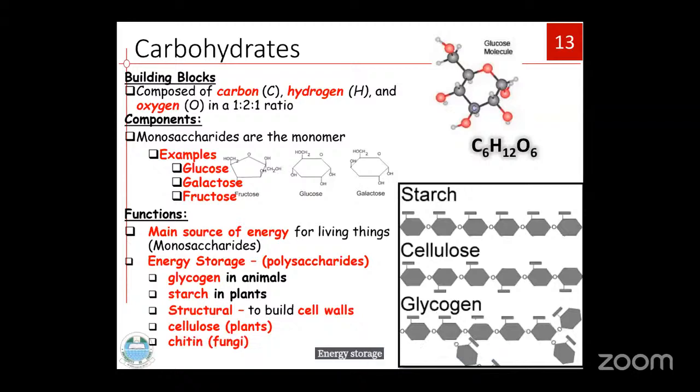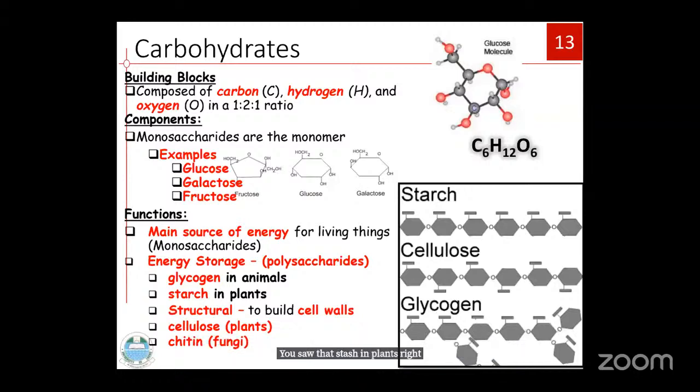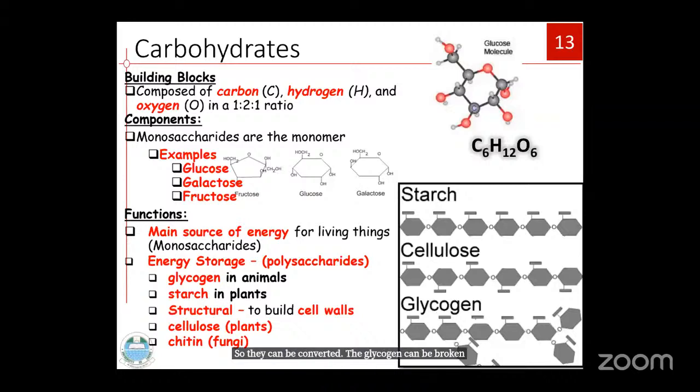polysaccharides. Examples of polysaccharides are glycogen, cellulose, and starch, right? Glycogen is stored in the liver in animals. It's stored as starch in plants, right? In animals, you see it in the liver where they store it as glycogen, and it is able to be converted to sugar when there is a shortage of sugar in the body. So the glycogen can be broken down into sugar, right?